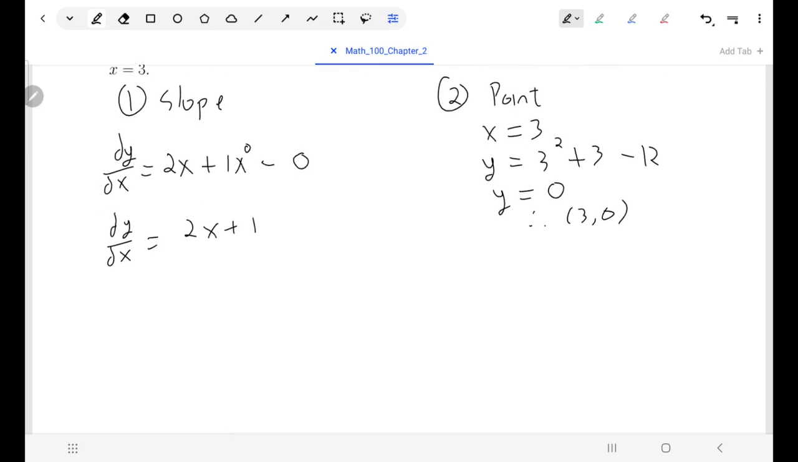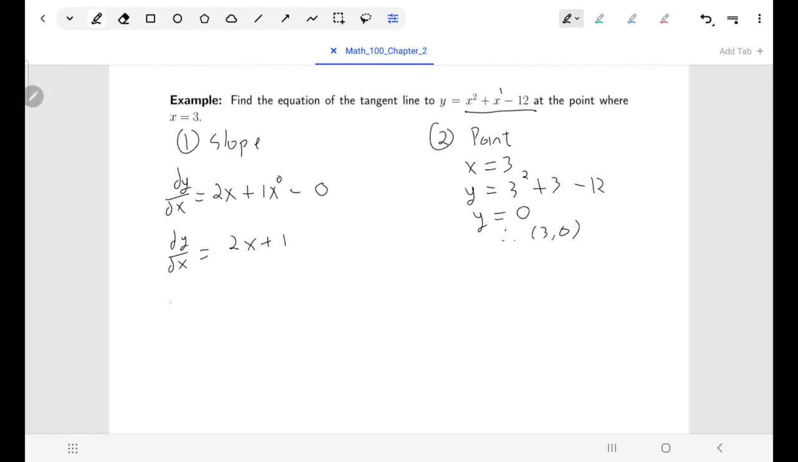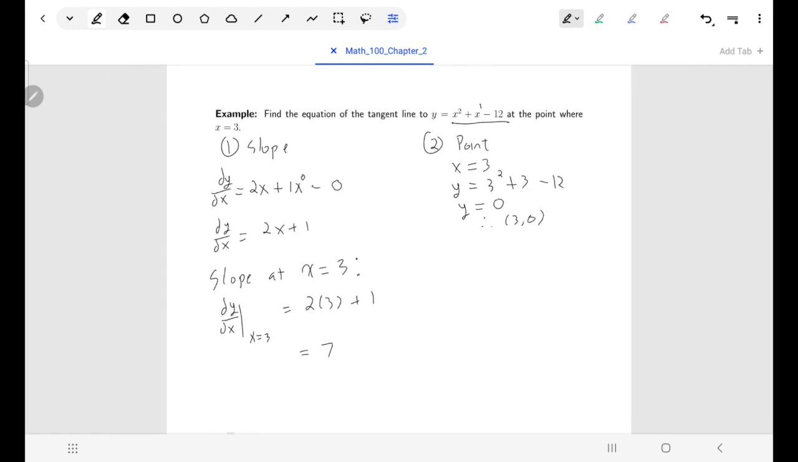And now I can use that to find what my slope is. I want to know my slope when x is 3. In other words, what is my derivative when x is 3? And to do that, I'm just going to put in 3 for x into my derivative, and I find that my slope is 7. So now I've got everything that I need. I have my slope of my tangent line should be 7, and the point that my tangent line crosses through should be 3, 0. And so I guess I'll finish it here.